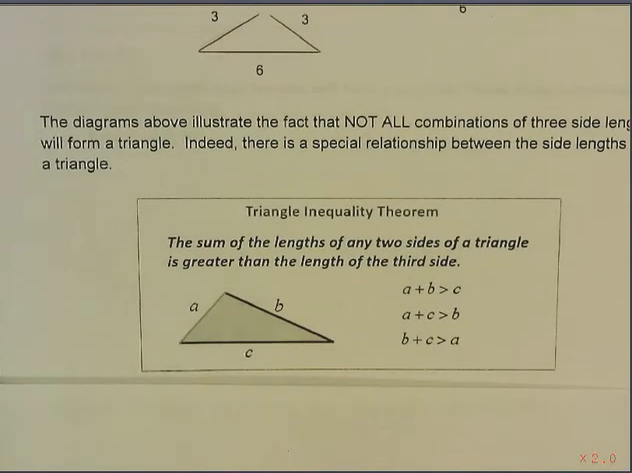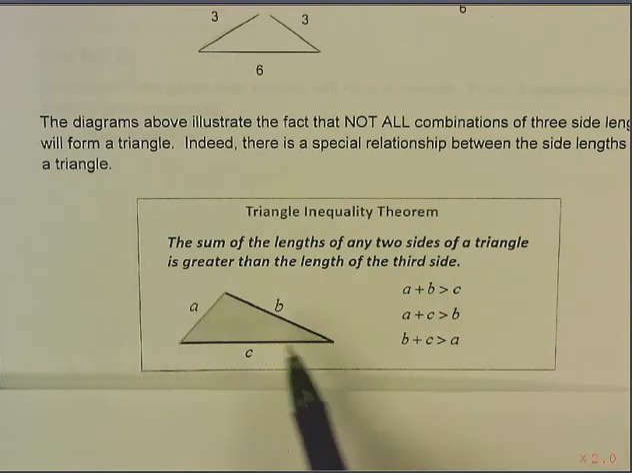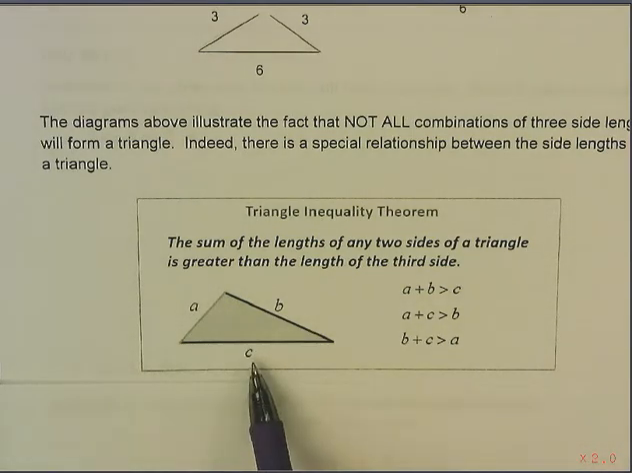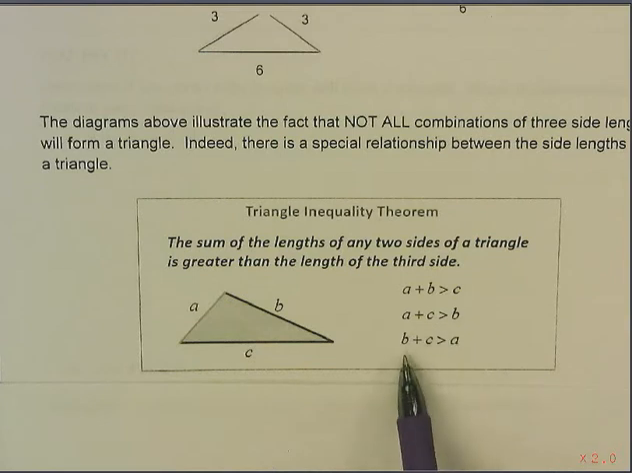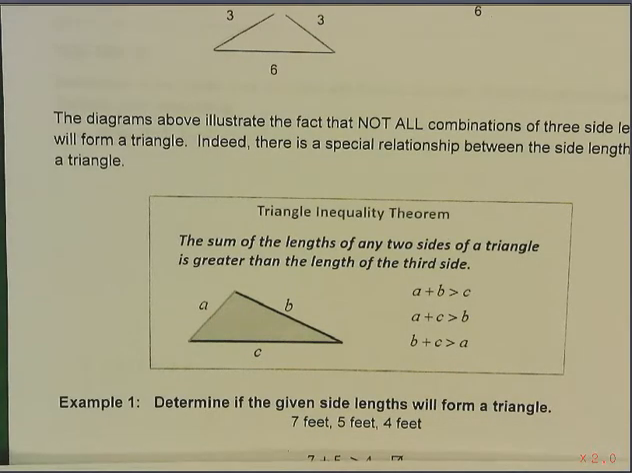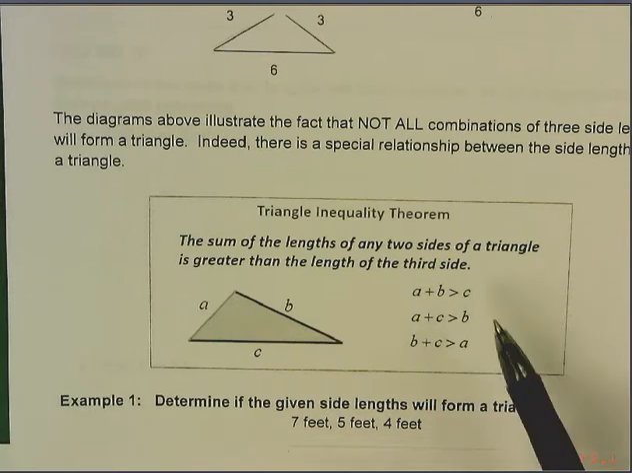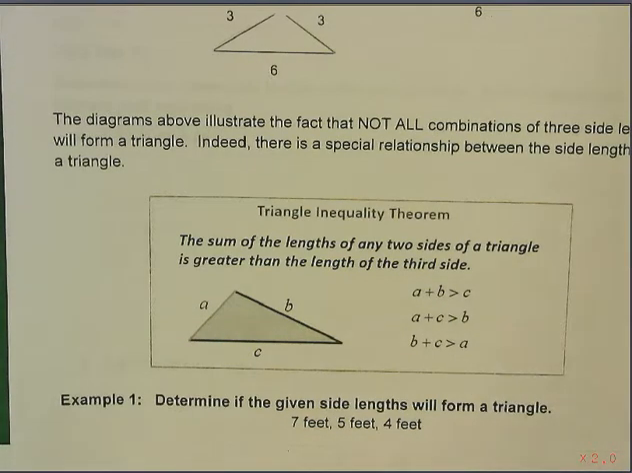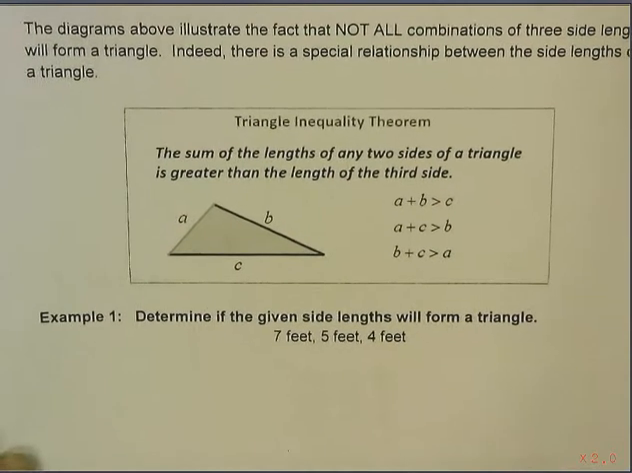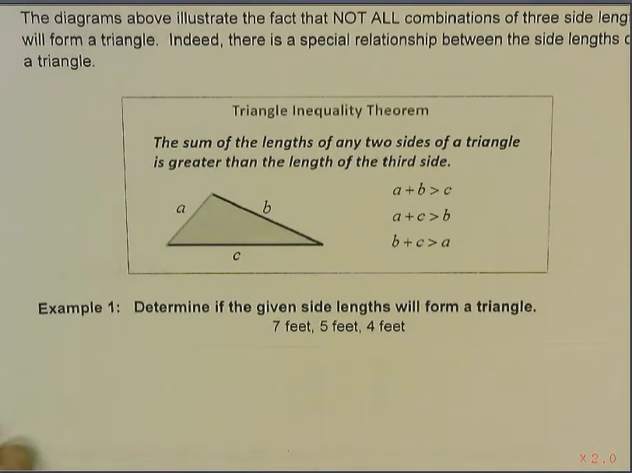The sum of the lengths of any 2 sides of a triangle has to be greater than the length of the third side. So A plus B has to be greater than C. A plus C has to be greater than B, and B plus C has to be greater than A. So if we ask you a question, determine if the given side lengths will form a triangle, 7 feet, 5 feet, and 4 feet, we want you to justify it using this triangle inequality theorem. So you need to show that all 3 of those inequalities hold true. If one of them doesn't, then it will not form a triangle.